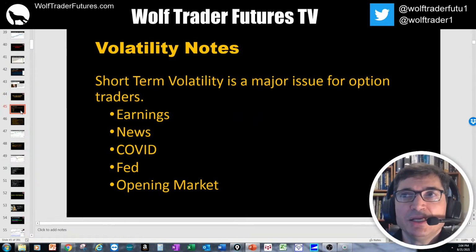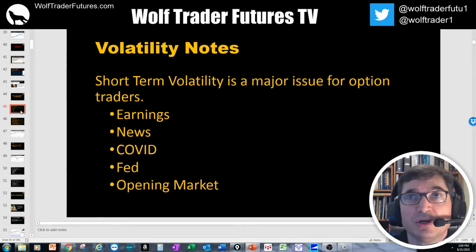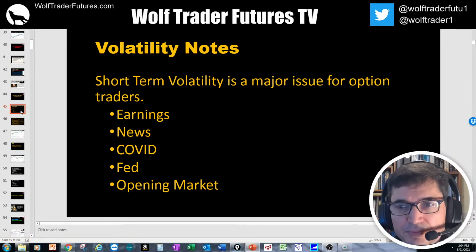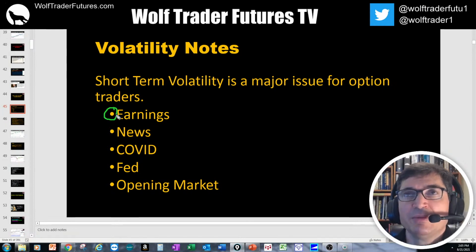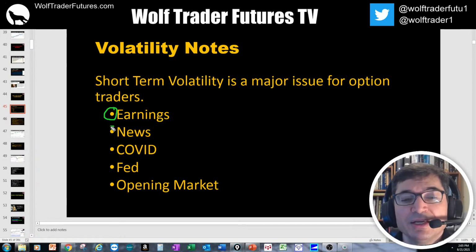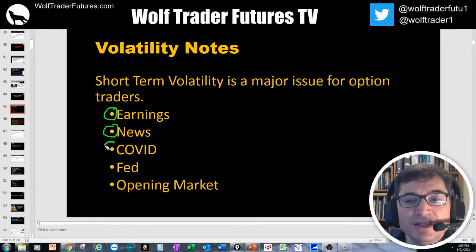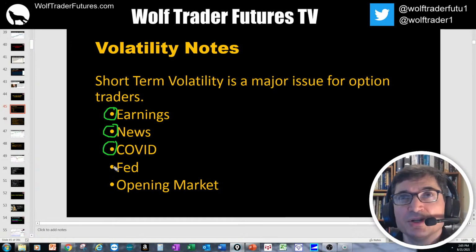All right, so volatility is a major issue for option traders, okay? Because depending on where the volatility is, you may want to be long options or short options, depending on what's going on. So there are many things that affect volatility. One of them is earnings. When earnings come out, the implied volatility can be really high before earnings and it can collapse. There could be news events, like we saw with Afghanistan over the weekend, COVID, right? We saw that, and I'll show you a chart of that in a minute.